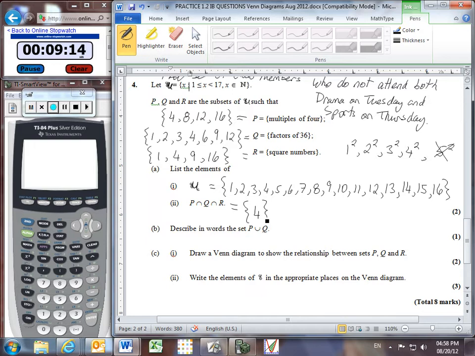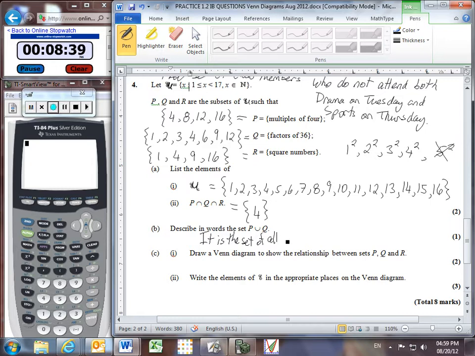Part B, describe in words the set P union Q. We would say P or Q. So P represents the multiples of 4, Q represents the factors of 36, and so this set is the set of all, I guess maybe I should make a quick reference to the universal set. So we're looking for all natural numbers from 1 to 16 inclusive.